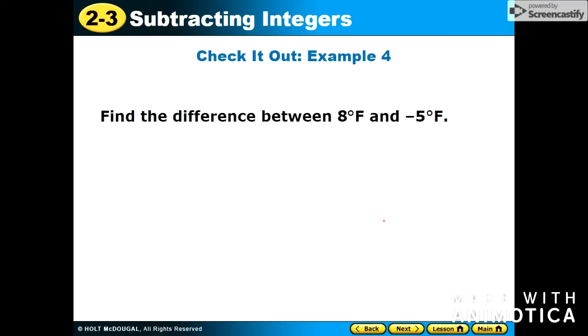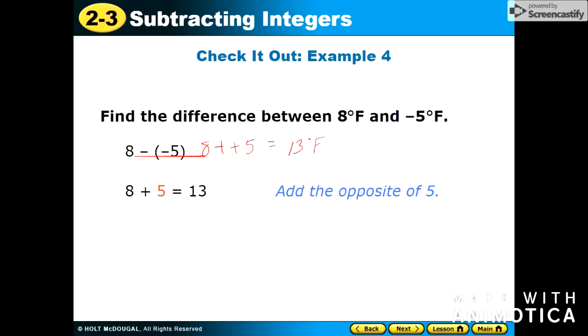Okay. Check it out. Example. Find the difference between 8 and negative 5. Again, difference means subtract, 8 minus negative 5. Good old chop chop method here, and I'm just working with positive numbers. So 8 plus 5 would give me 13 and degrees Fahrenheit for my label. Okay, perfect. That's what they got as well.